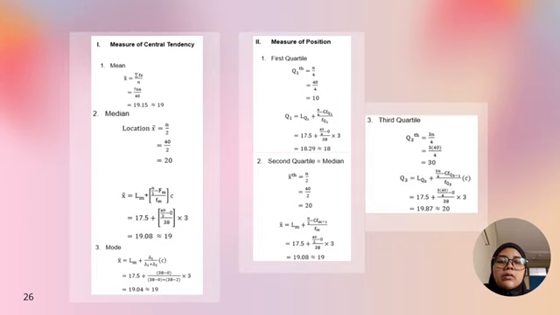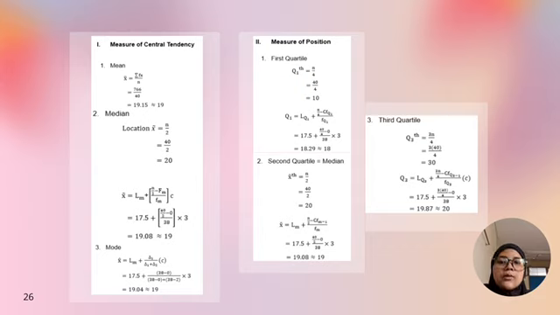So for measure of position, for the first quartile, we use the formula n divide 4, which gives us 10. After that, we use the exact formula that we need to use. So the final answer is 18.